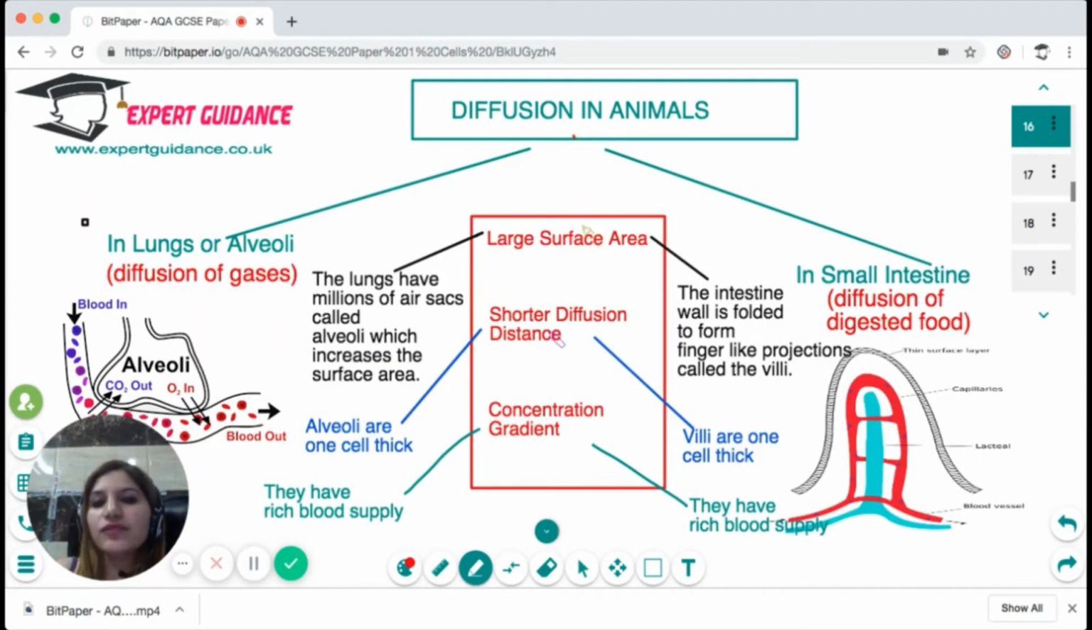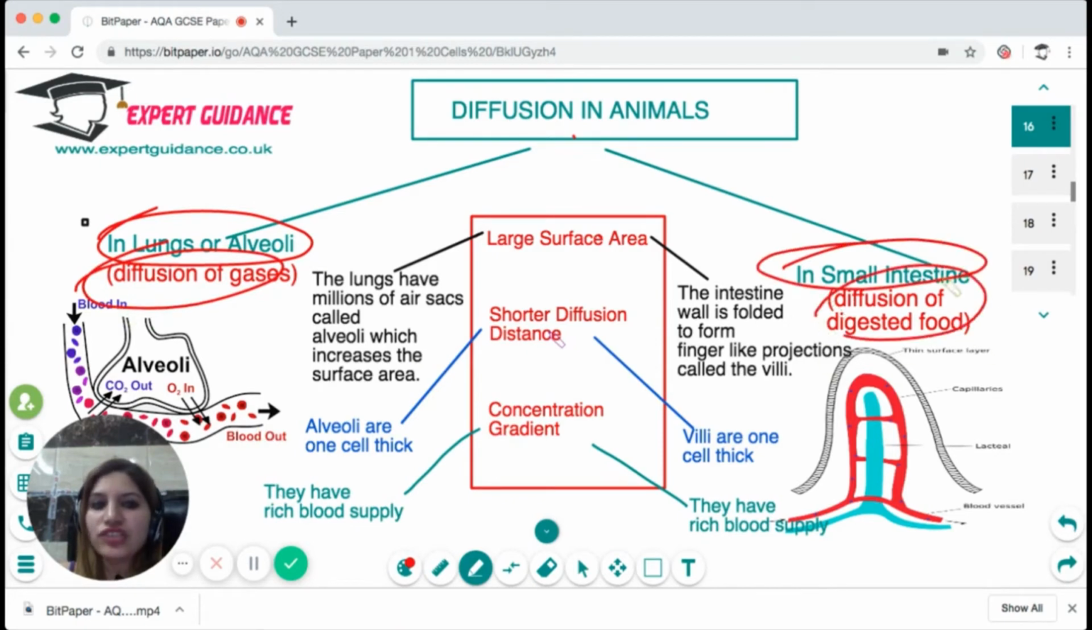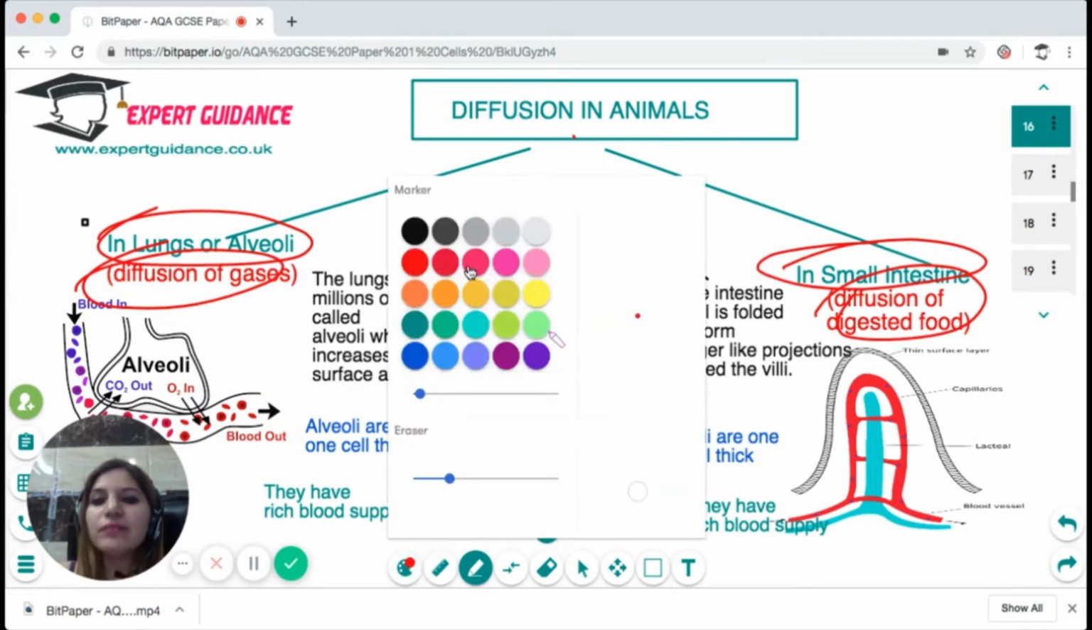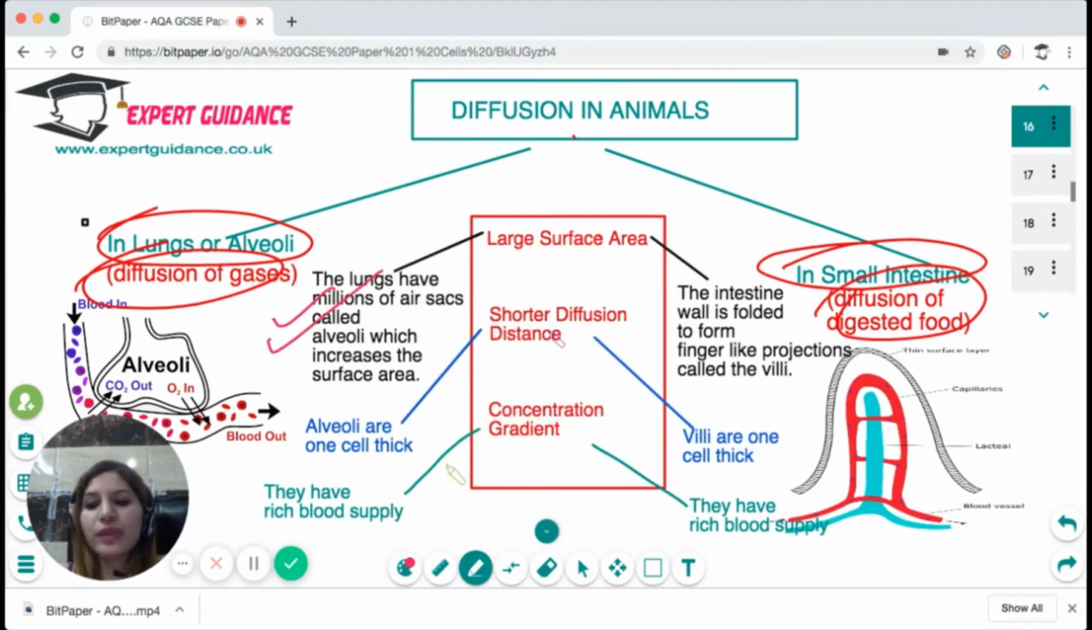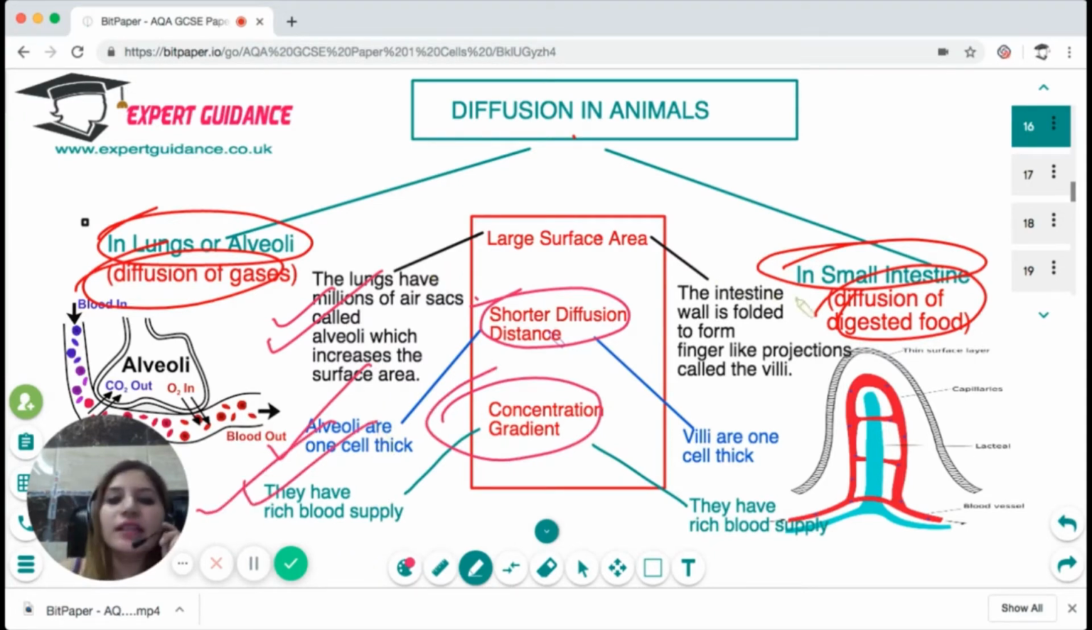Now, diffusion in animals. There are two examples of diffusion in animals. In the lungs, or the alveoli, there's a diffusion of gases that takes place, and in the small intestine, diffusion of digested food takes place. If you see the structure of the alveoli, the lungs have millions of alveoli, which increases the surface area. For the shorter diffusion distance, they are one cell thick, and for maintaining the concentration gradient, they have a rich blood supply. On the other hand, in the small intestine, the wall is folded to form finger-like projections called villi. Villi are one cell thick, and they have a rich blood supply.